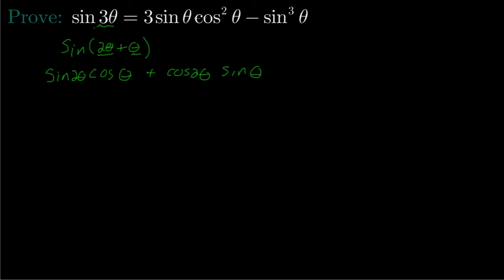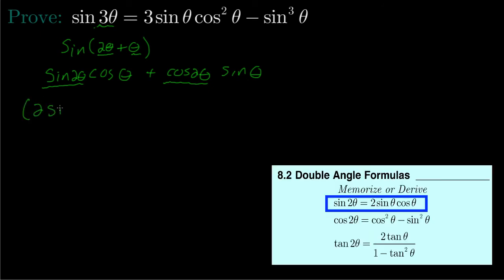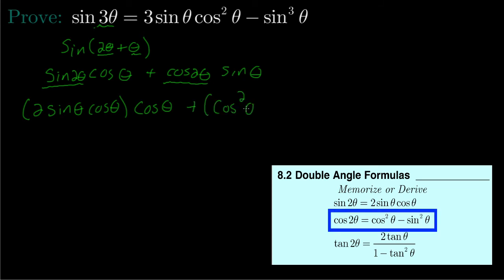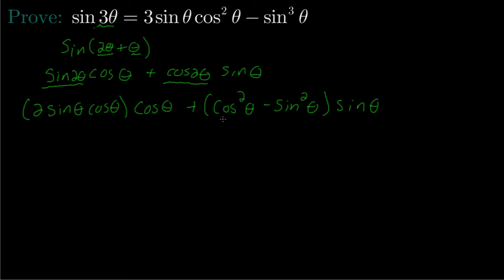So while we haven't quite reached the right side yet, we now know that sine 2 theta can be simplified into something else, and so can cosine 2 theta. Sine 2 theta is known as 2 sine theta cosine theta, and I still have my second cosine theta right here. Cosine 2 theta is known as cosine squared theta minus sine squared theta. And if I distribute, well, I won't be distributing in the first term, but I have to distribute the sine theta to both of these in the second term.